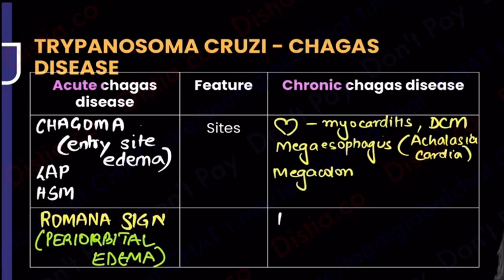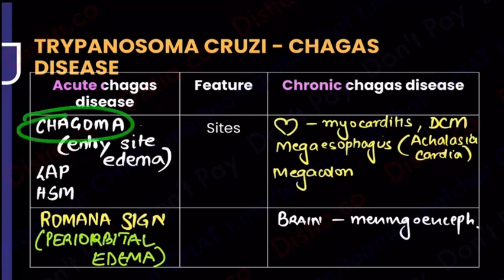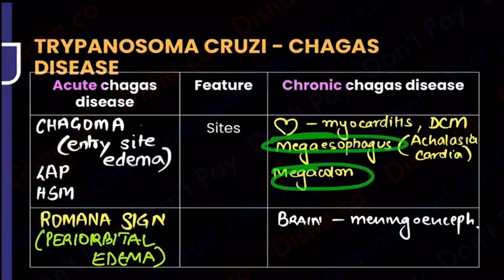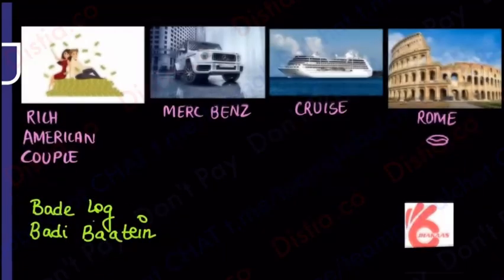Remember a few things. So can it go into the brain? Can it cause meningoencephalitis? Yes, it can. It can cause meningoencephalitis. So this is everything. The site becomes big, lymph nodes are big, liver and spleen are big, the periorbital edema is big, esophagus is big, colon is big, heart is big. That is why I kept the mnemonic, everything becoming big, bade log badi baatein.